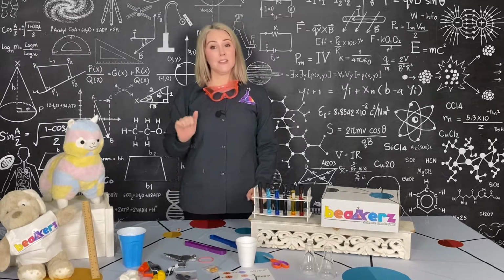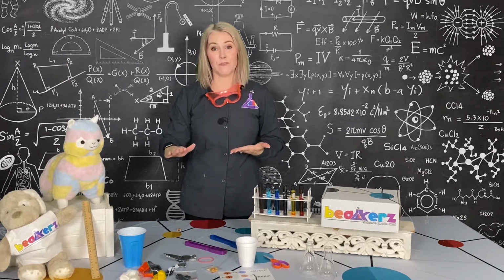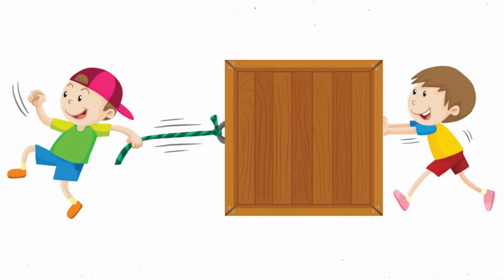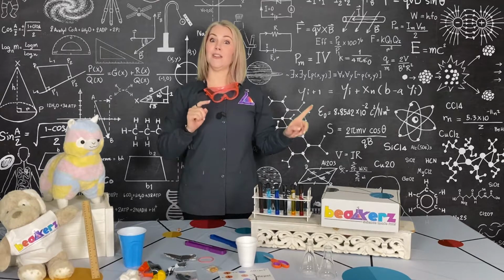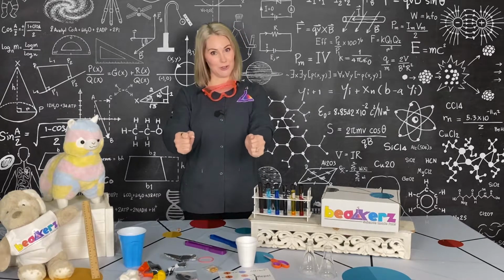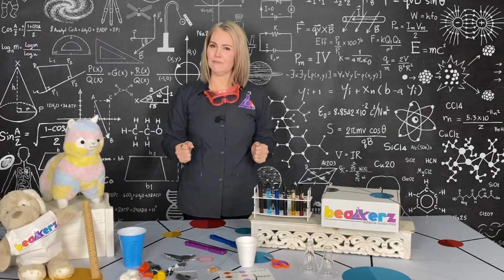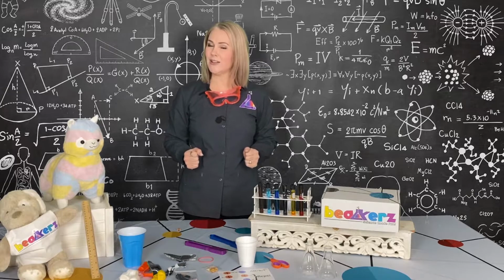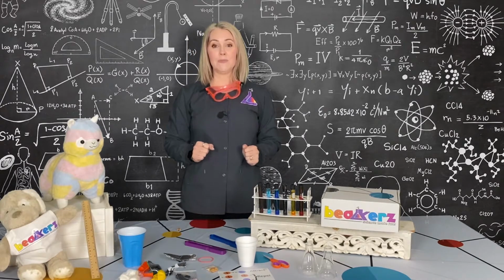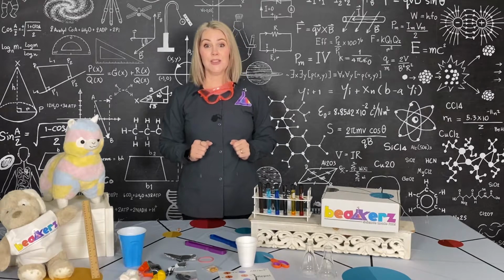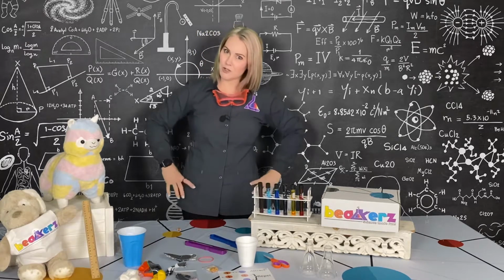Now, find a chair and find a smooth surface like tile or wood and try pushing the chair and pulling the chair. Now we're going to create friction. Put it on carpet. Now try to push your chair and pull your chair. Was it a little harder? What was that word again? Friction. That's right.